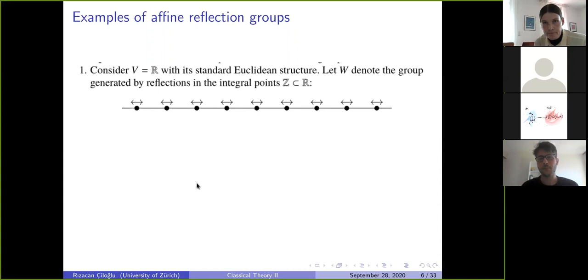Anyways, so the first example is just the reflections of the line at integral points. And I want to spend a bit of time on this example because I will now prove that this group is actually a group we've seen before. It's quite familiar to us. And the proof we do contains all the key ideas for later lemmas. So I want to spend some time.